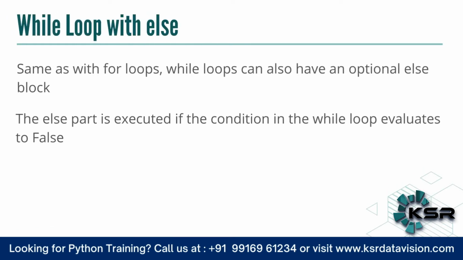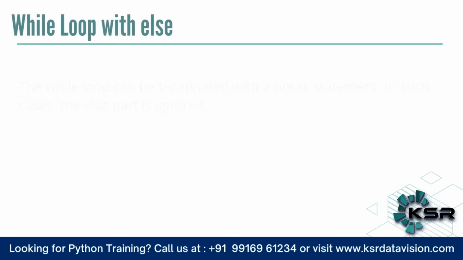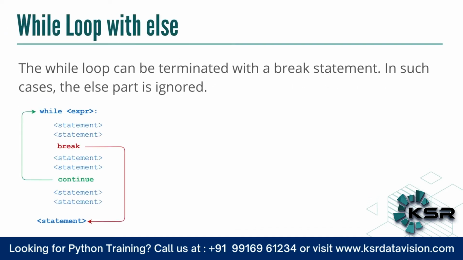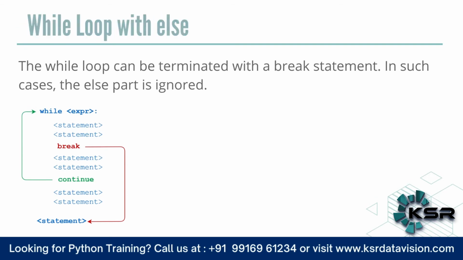So now let us look at while loop with else. Just like for loop has an optional else, while also has an optional else block. Whenever the while loop condition is true, the body of while is executed. Once the condition becomes false, the else part is executed. And just like for, if we have a break statement, the else part will be ignored. So that is while loop.